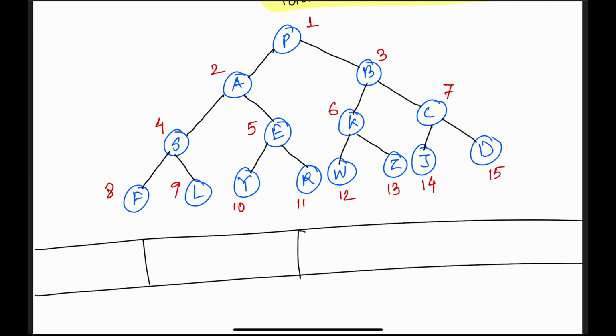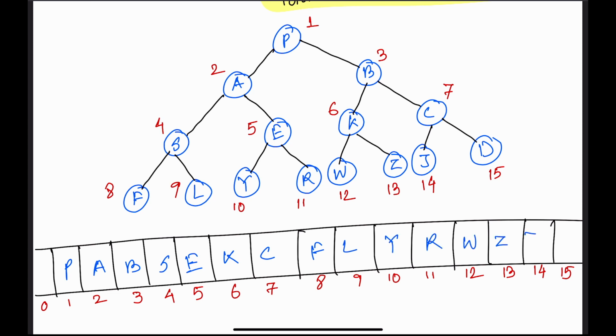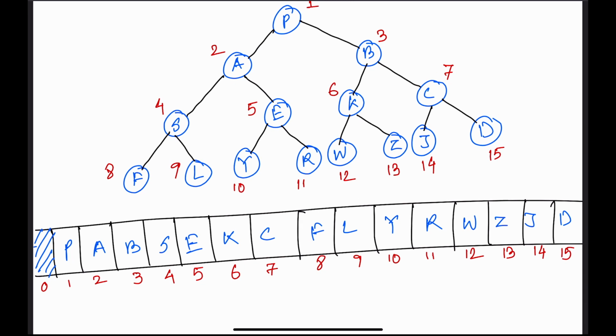Then obviously let's divide them properly and do the indexing. 0 1 2 3 4 5 6 7 8 9 10 11 12 13 14 and 15. So P A B S E K C F L Y. I'm really sorry, we can't use the first one because I have started from 1. So basically P A B S E K C F L Y R W Z J D. We can use the first one also, then obviously it is going to end at 14. And there would be some formula problem. That's why, for better understanding, I have started from 1. You can start from 0 also, that's not a problem.